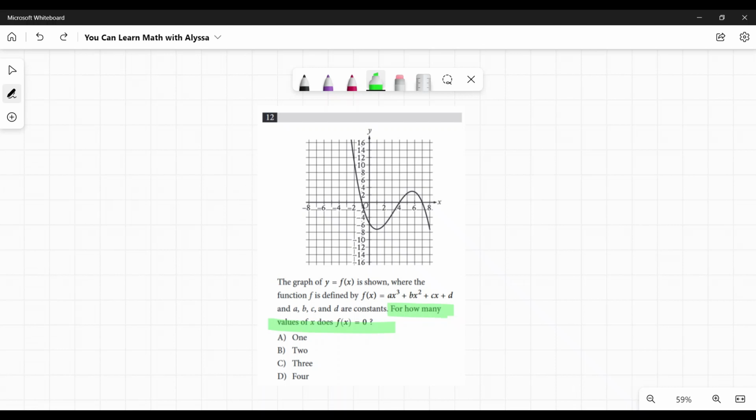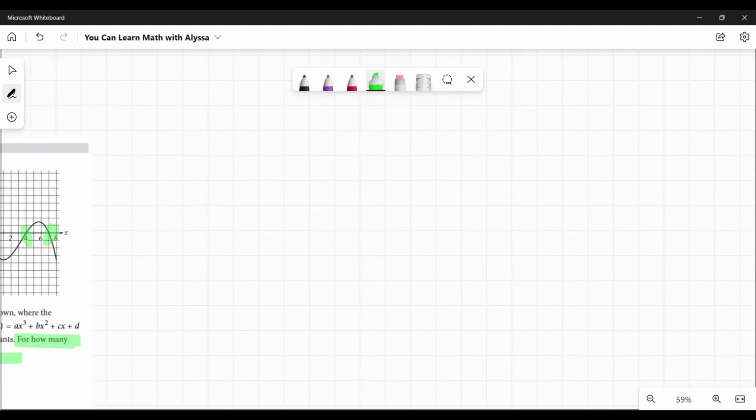For how many values of x does f of x equal 0? If you have a graph, f of x equals 0 on the x-axis. More specifically, where does this function cross the x-axis? They're saying, what value of x do I plug into this where I get 0? Where the y is 0. Where is y 0? On the x-axis. So that's all they're asking: how many times does this thing touch or cross the x-axis? 1, 2, 3. Done. There's your answer. C, 3.